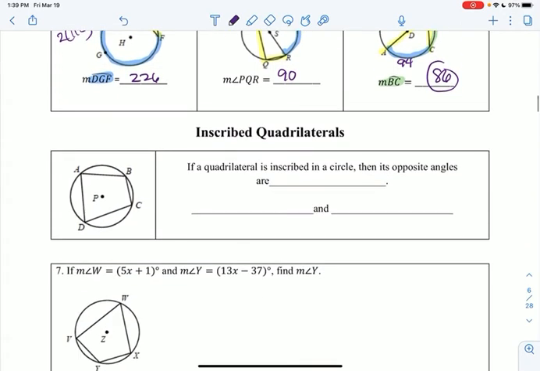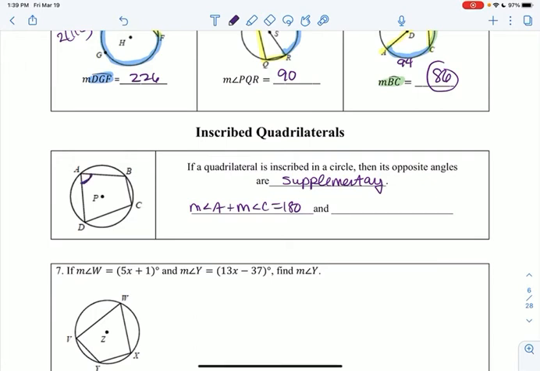And the very last thing that I have to do is to talk about inscribed quadrilaterals. So an inscribed quadrilateral is a quadrilateral that's inscribed in a circle. Its opposite angles are supplementary. Now hopefully you guys remember that supplementary means that they add up to 180 degrees. So the opposite angles, like angle A and angle C, have to add up to 180 degrees.